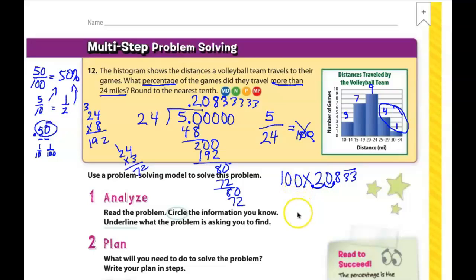So that is going to end up being 20.8. And since we're rounding to the tenths place, 3 is going to make this stay the 8 tenths. So the answer is that 20 and 8/10% of the games were more than 24 miles away.